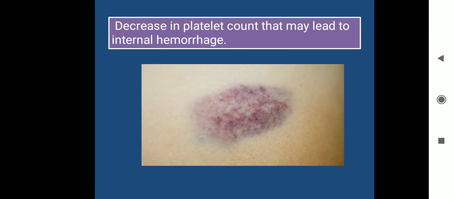Decrease in platelet count may lead to internal hemorrhage. Hemorrhage means bleeding inside the body and that is the reason we get such spots, you can see on the screen.